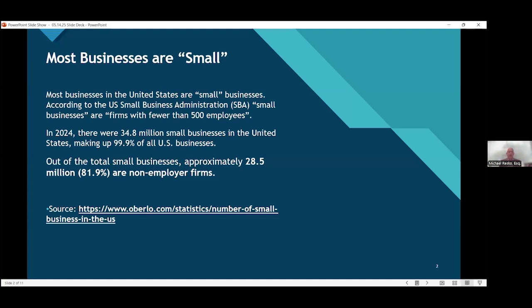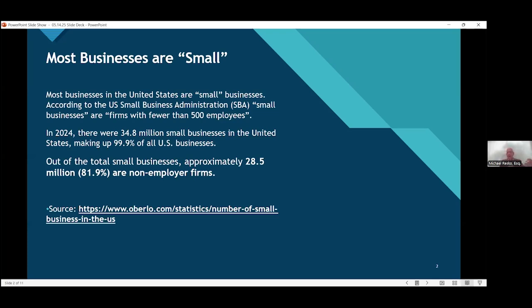So effectively, the overwhelming majority of businesses in the U.S. are defined as small businesses. And then out of these total small businesses, approximately 28.5 million, 81.9%, are non-employer firms. So if 999 out of 1,000 are 500 employees or less, then 819 of those 999 are non-employer firms.